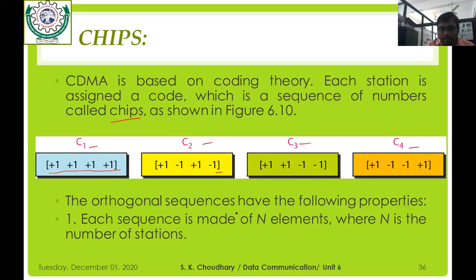These orthogonal signal sequences have the following properties. The first property is that each sequence is made of n elements. Here the number of elements n is equal to 4. That's why it has 4 elements, where n is the number of stations. We are taking 4 stations only, so here n is 4.